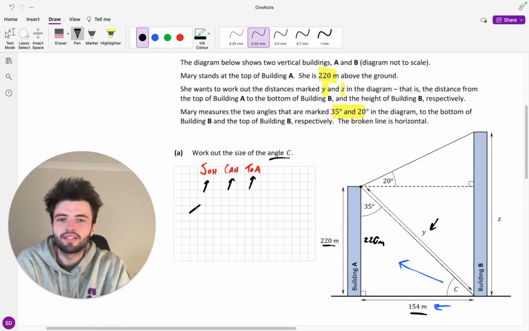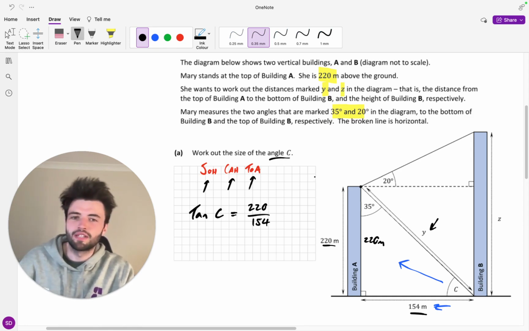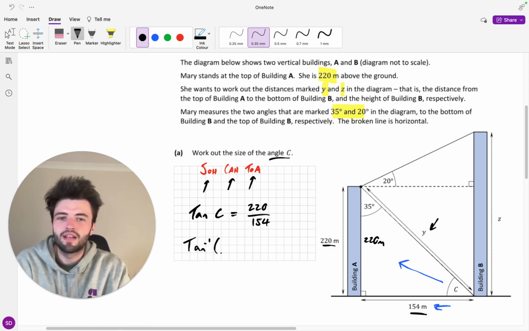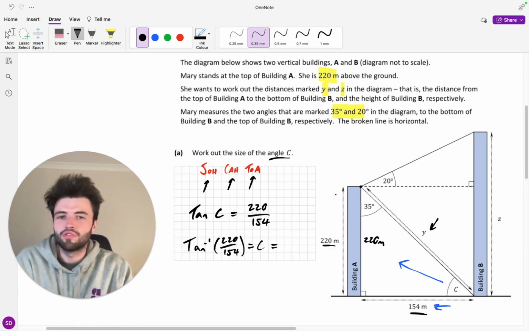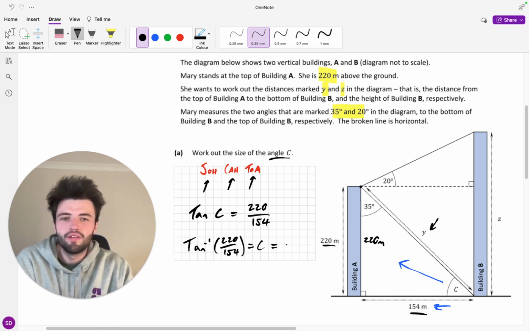So we can say that tan C is going to be the opposite over the adjacent, which, as we've said, is going to be 220 over 154. And so we can just plug that straight into the calculator using our inverse function. So tan inverse of 220 over 154 is going to be equal to C, and we plug this into the calculator, we're going to get out a value of 55 degrees.